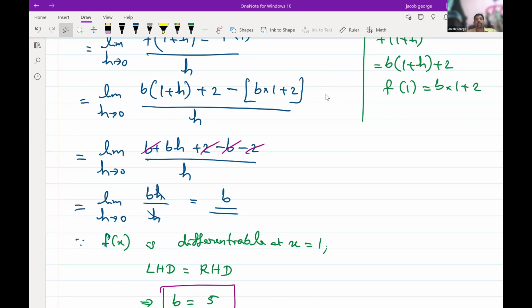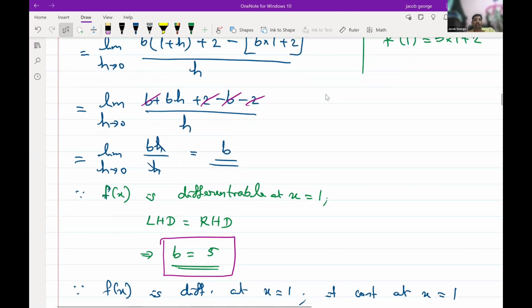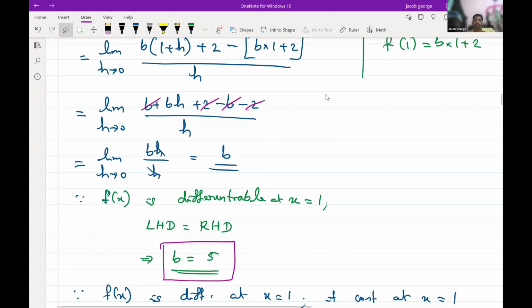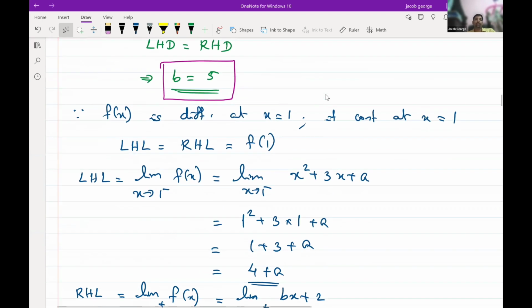Is it clear? Then we equate these two. Left-hand derivative is equal to right-hand derivative. So we get b is equal to 5. But this is not enough to calculate a. To calculate a, we use the condition of continuity. Since f of x is differentiable at x equal to 1, it is continuous also at x equal to 1. Continuous means LHL equal to RHL equal to f of 1.